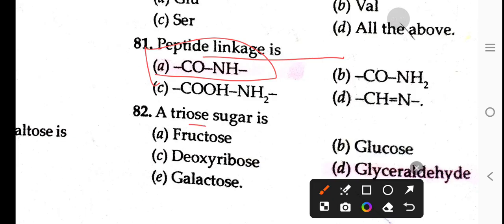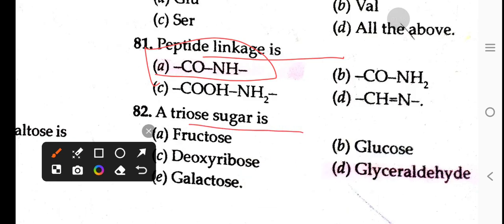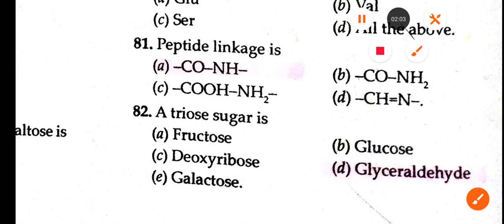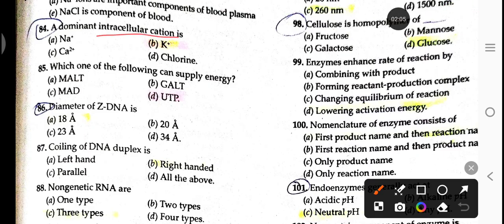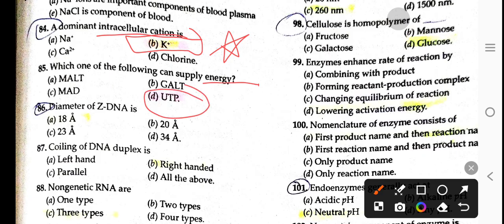Next, a triose sugar which consists of 3 carbon atoms. It is glyceraldehyde. It is a triose sugar. Next, a dominant intracellular cation is, so it is potassium. It is important one. Which one of the following can supply energy? So it is UTP, uridyl triphosphate.